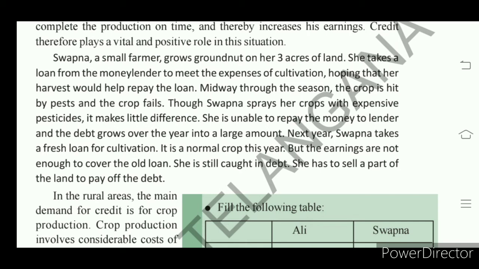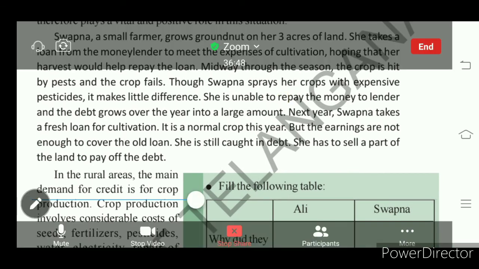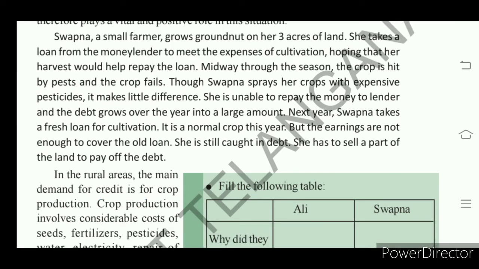Okay. So here Sapna failed to get profit. Understand? She failed. She became a defaulter for repaying the loan. As she delays in repaying the loan, the interest rate on the loan increases. So how to overcome this situation? Sapna takes another fresh loan for cultivation. Next year she has taken another loan, promising the money lender that she will pay both loans, the two loans.